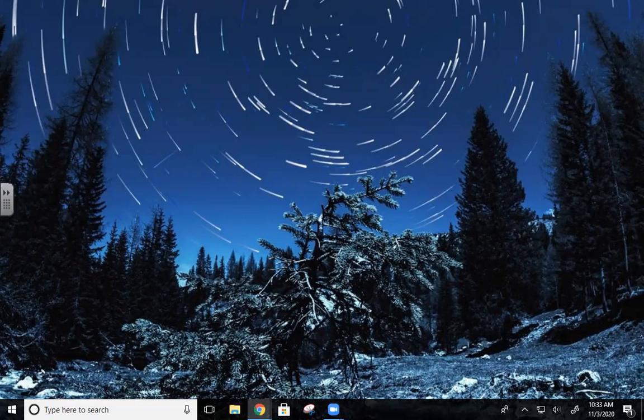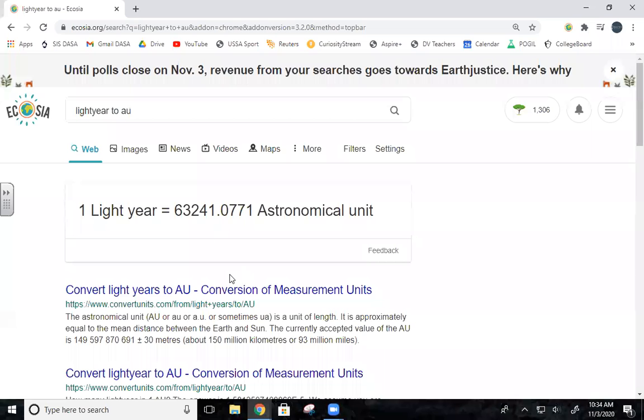Does anyone know a different unit of measurement that we use for space? Yes, Oliver. A light year. Yep. A light year is equivalent to 63,241 astronomical units. Seems like a very random number.